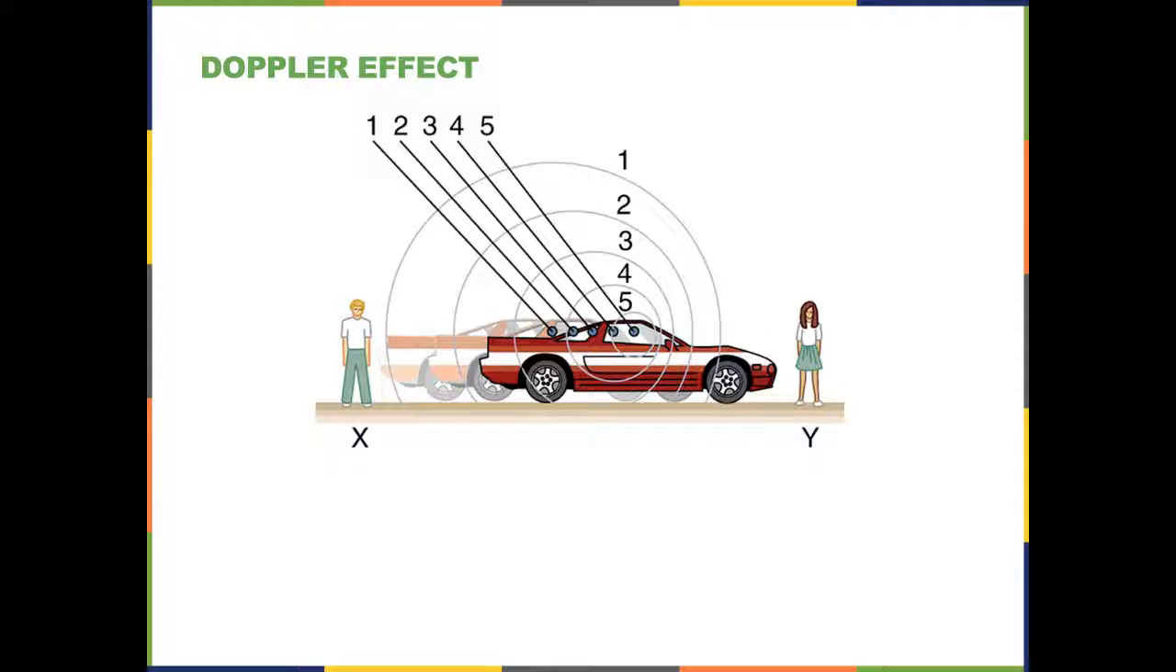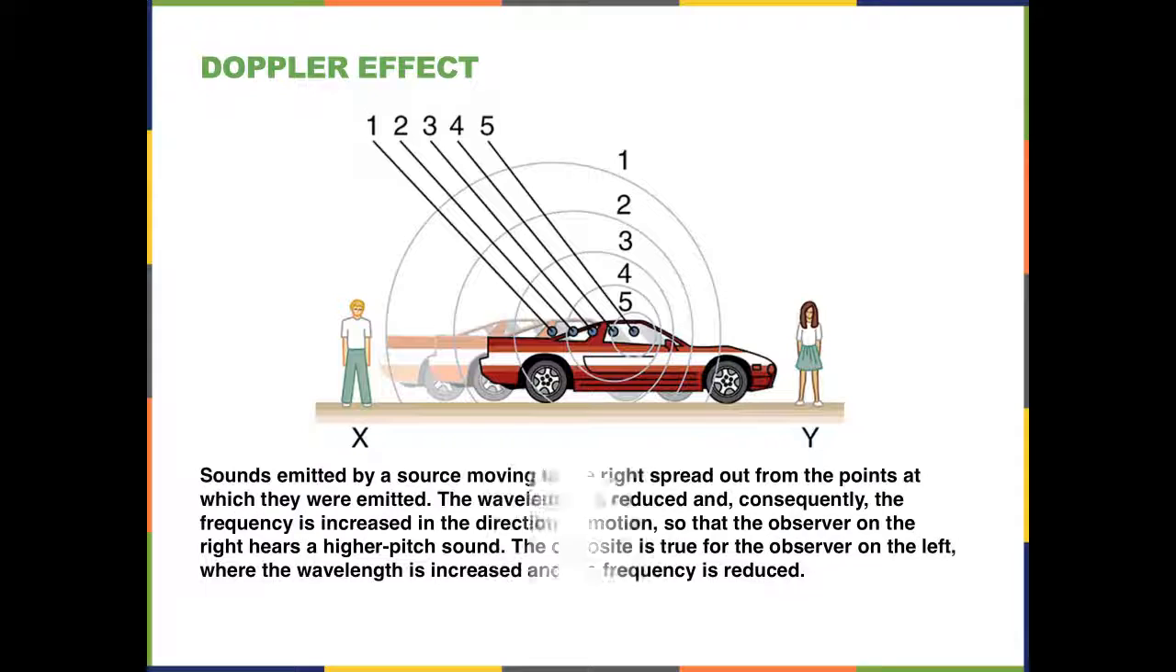However, if you have a situation like pictured here, you have stationary observers, but the source is traveling from X to Y. In that case, the sound emitted by the source, while the source is moving from left to right, spreads out as you can see in this diagram. And you can see what occurs is that the wavelengths on the side of X become longer and longer, while the wavelengths on the side of Y become shorter and shorter.